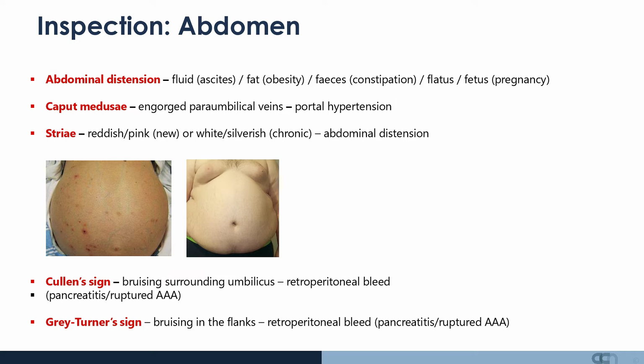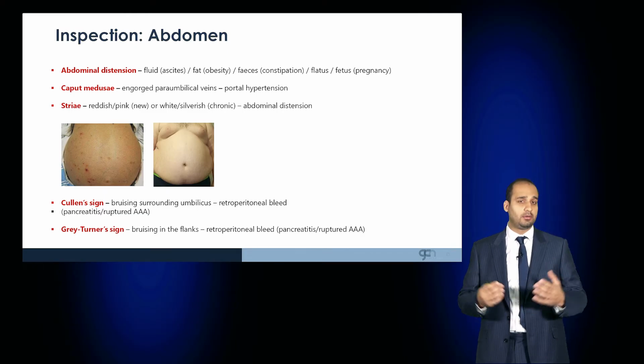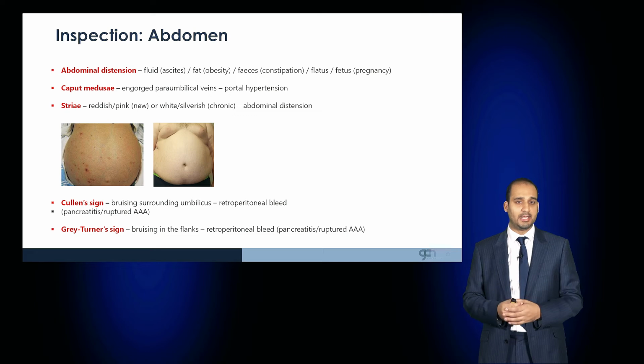Observe for caput medusae. These are engorged paraumbilical veins and indicate the patient has portal hypertension. Observe for striae. These are reddish pink or white lines which are as a result of rapid abdominal distension. This can occur due to the development of ascites, pregnancy, or a Cushingoid appearance which may be iatrogenic.